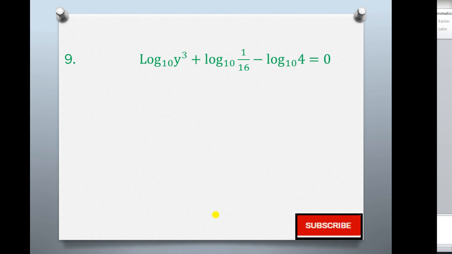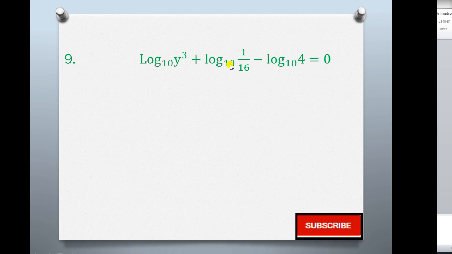Question 9 wanted us to find the value of y in this question concerning logarithms. What are we going to do? We are simply going to apply the rules of logarithms. Here you can see we are adding, and here we are subtracting. And remember, they are all logarithms to a common base, which is base 10.